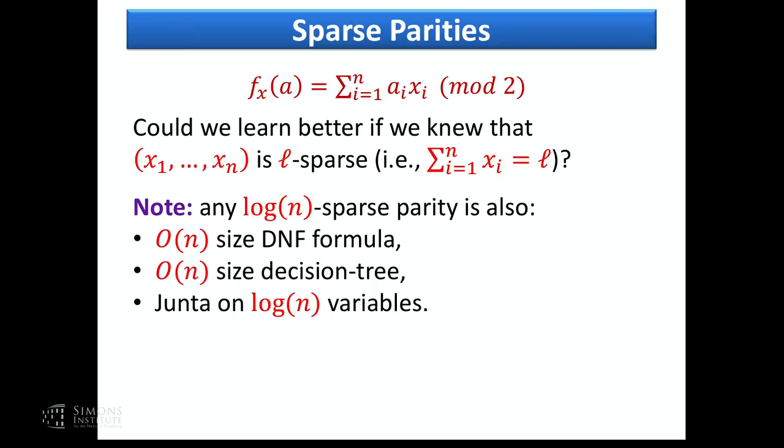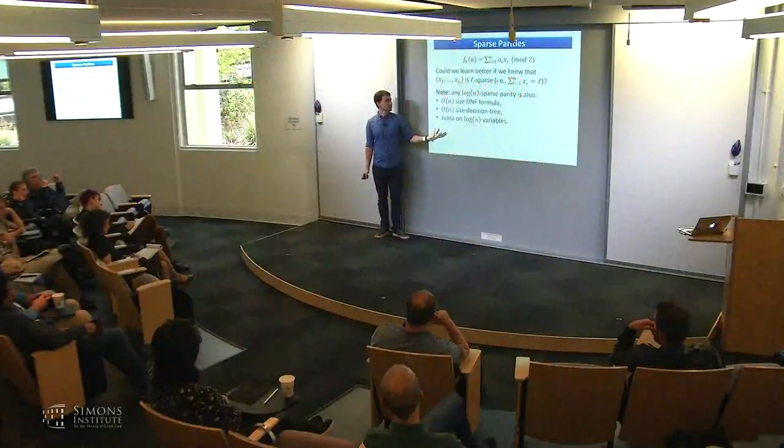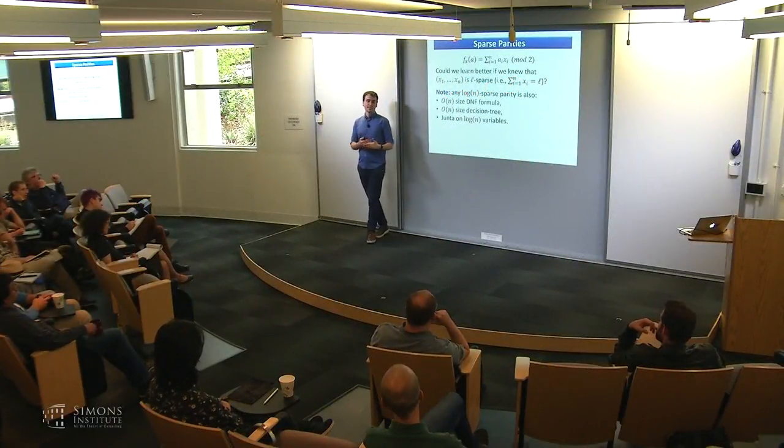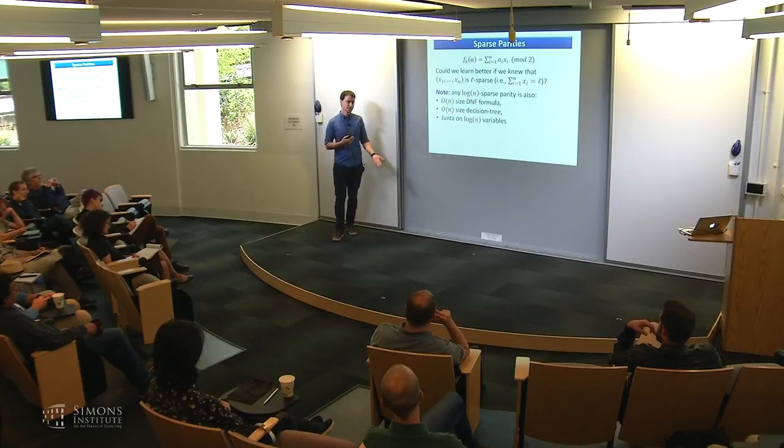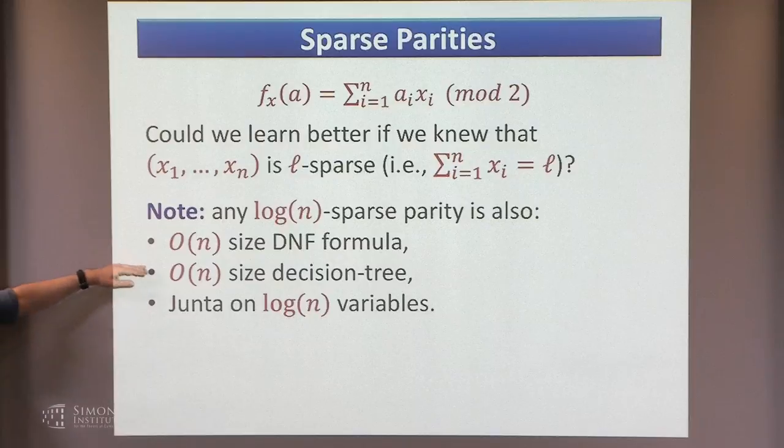You can see this is pretty simple. So once you have sparsity L, the input bits that you depend on are only the ones where xi equals 1. The ones where xi equals 0 don't affect the output of the function. So really, when the parity is L sparse, you only depend on L variables, so you're a junta on L variables. Any junta on L variables can be described as a decision tree of depth L, or size exponential in L. And any decision tree can be described as a DNF formula of similar size. So that's why you get all these connections.